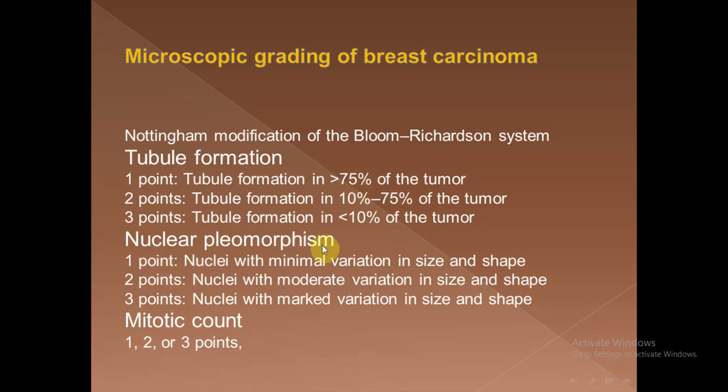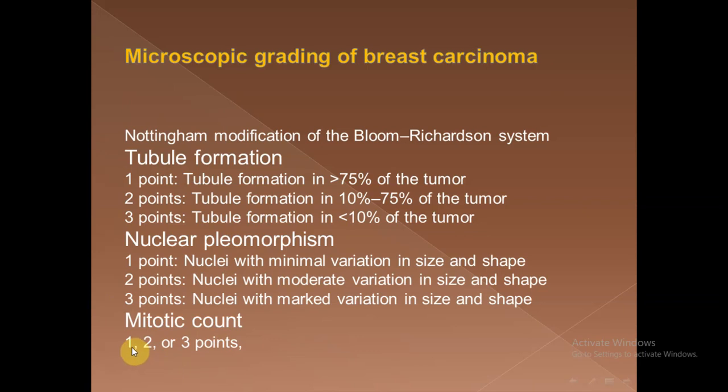For nuclear pleomorphism, we give 1 point if the nuclei show minimal variation in their size and shape, and we give 2 points if the nuclei show moderate variation in their size and shape, and we give 3 points if the nuclei show marked or prominent variation in the size and shape. And then the other grading index, we depend on mitotic counts.